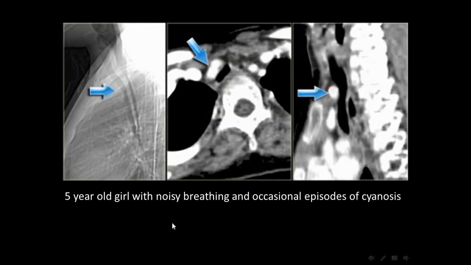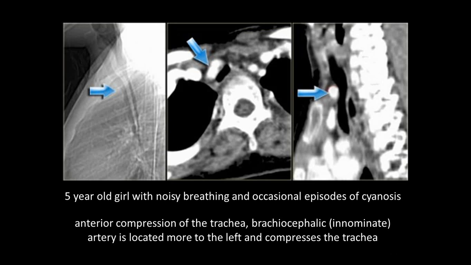Then this is a 5-year-old girl with noisy breathing and occasional episodes of cyanosis. This is lateral topogram, axial CT, sagittal CT. What we see is there is a compression on the trachea, right? So what is this structure that is compressing the trachea? The brachiocephalic trunk. Because this is the left subclavian, left common carotid, and then this is the brachiocephalic trunk. So in this case, the brachiocephalic trunk is compressing the trachea, causing what is called innominate artery compression syndrome.